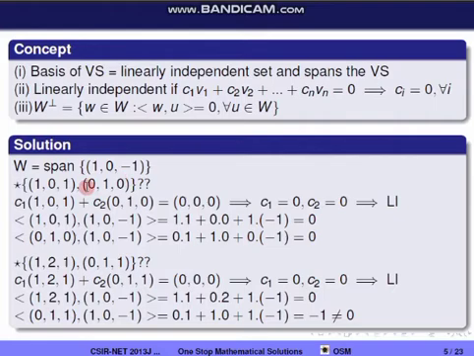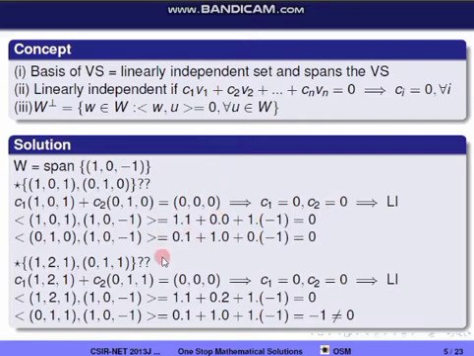Similarly, do it for the second vector. So the inner product of (0, 1, 0) with (1, 0, minus 1). Take its inner product: 0 into 1 plus 1 into 0 plus 0 into minus 1. When we take its value, it is equal to 0. So for both the vectors, we are getting inner product 0 with respect to the vector (1, 0, minus 1). So this set forms a basis for the orthogonal complement of W.